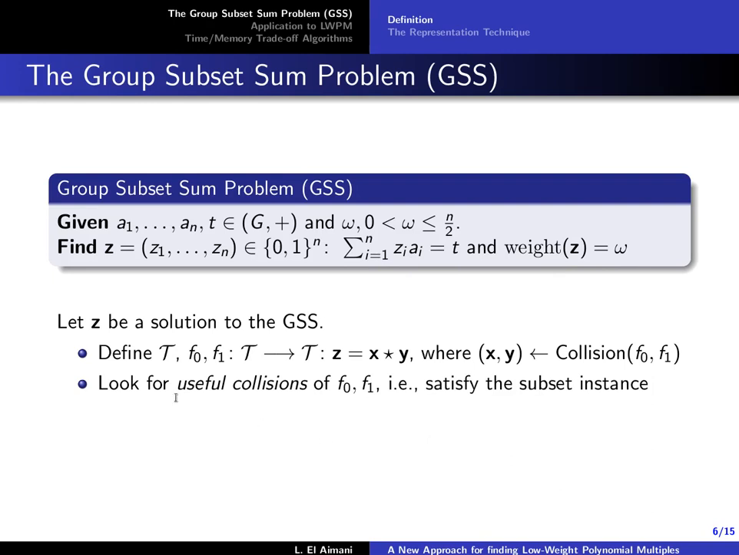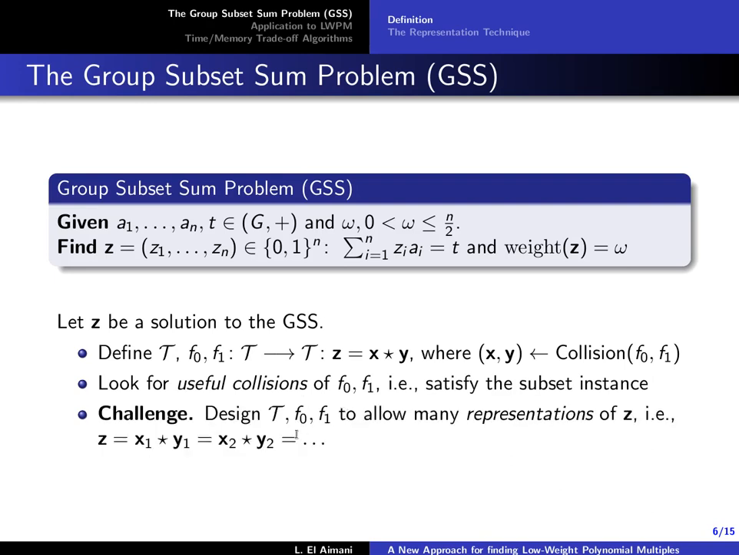Of course, the larger the number of useful collisions, the better, because this will decrease the cost of the algorithm. So the challenge is to design f0 and f1 and consequently the set T, which is the domain and range of the random functions, to allow as many representations as possible of the solution Z.